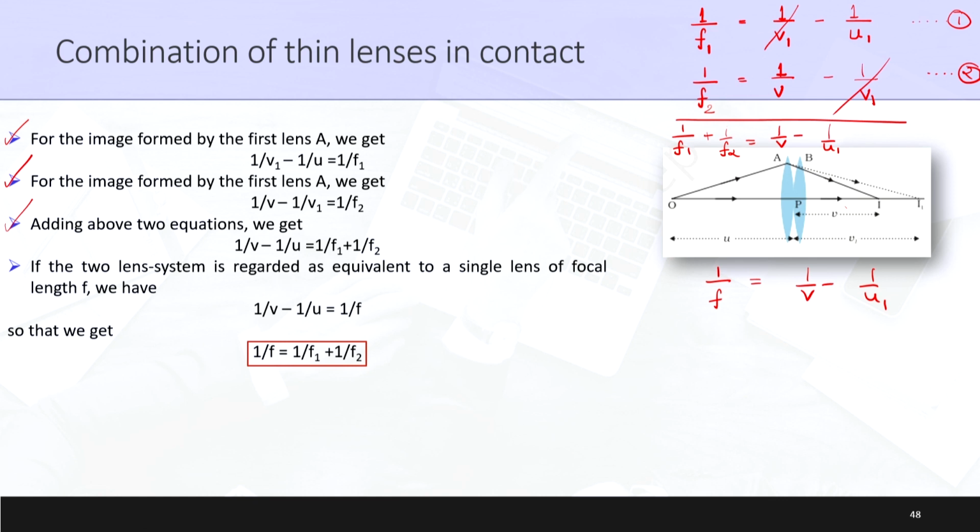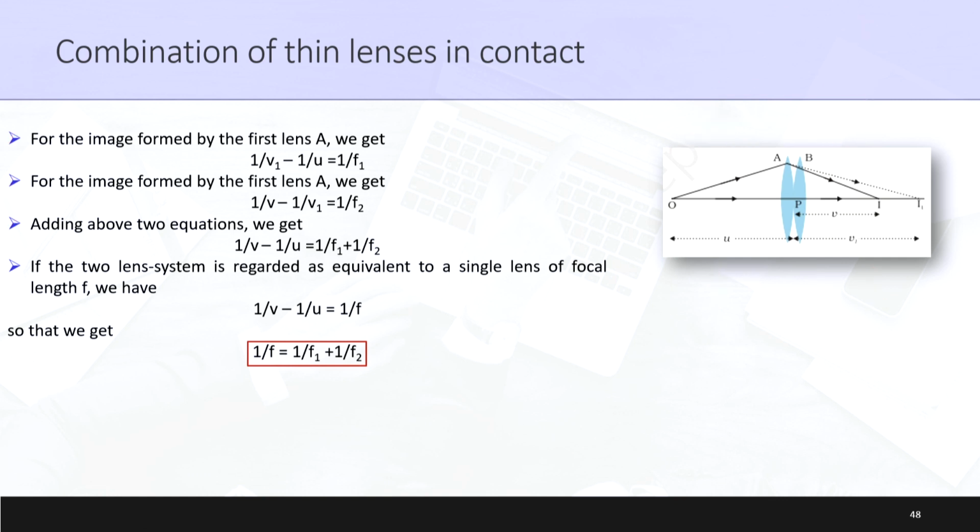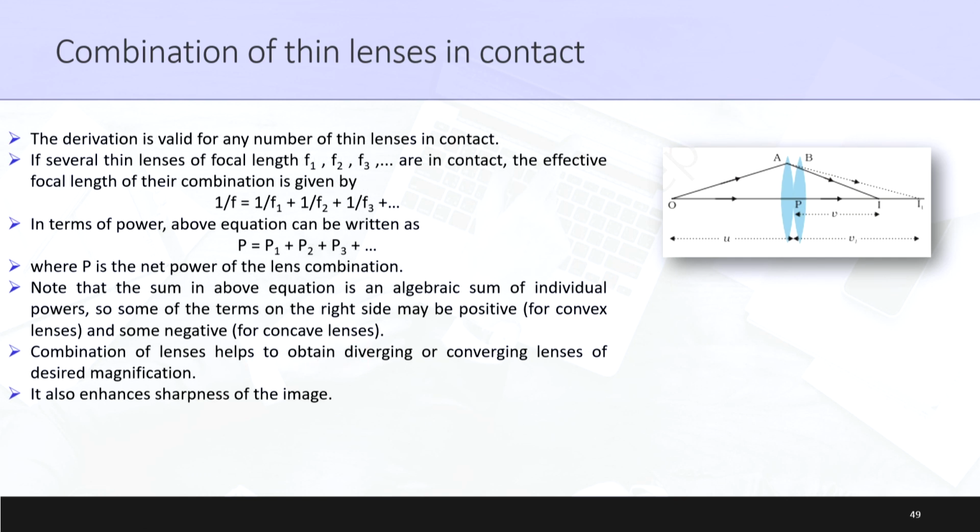Now, if the two lens system is regarded as equivalent to a single lens of focal length f, then we have 1 by v minus 1 by u is equal to 1 by f, and hence comparing these two equations we can get 1 by f is equal to 1 by f1 plus 1 by f2. Hence, this is the complete determination of the focal length for a combination of thin lenses. Okay, fine. Let us move on for the discussion.